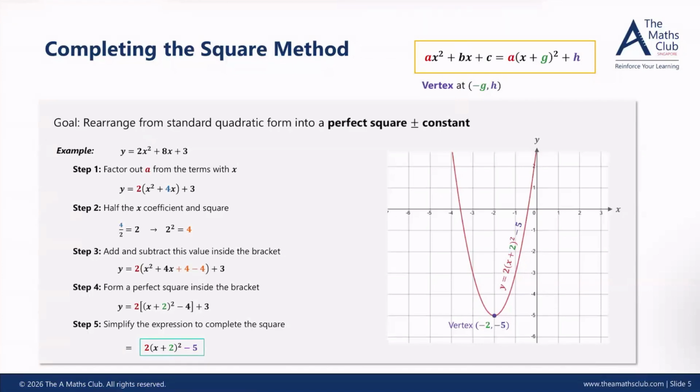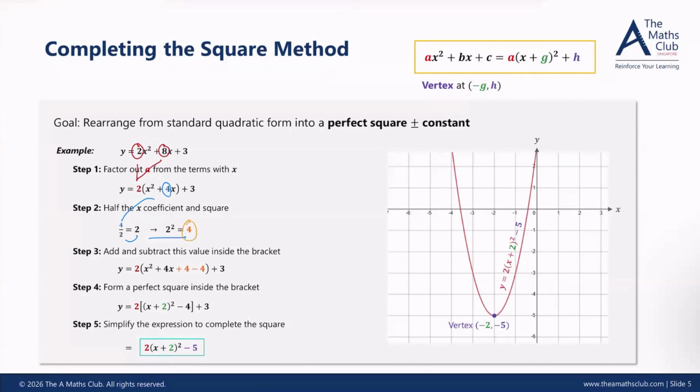First, we factor out the coefficient from the terms with x, which is this and this. So we factor this out. Next, we halve the coefficient of the x within the brackets and then square it. Take this, halve it, and then we square.